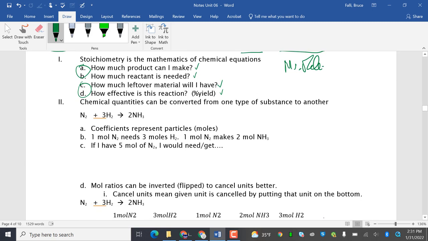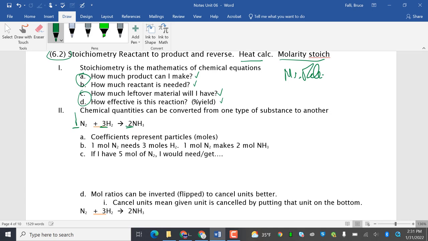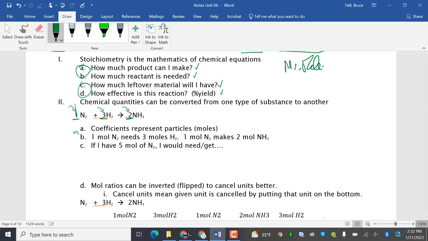So coefficients, remember, coefficients are the numbers in front, represent particles, moles. 1 mole of N2 needs 3 moles of H2. 1 mole of N2 makes 2 moles of NH3. Look at the coefficients. What if I had 5 moles of N2? If I multiply this times 5, I multiply everything else by 5.